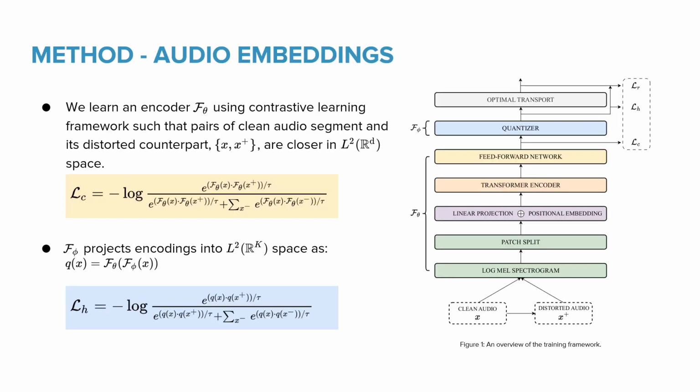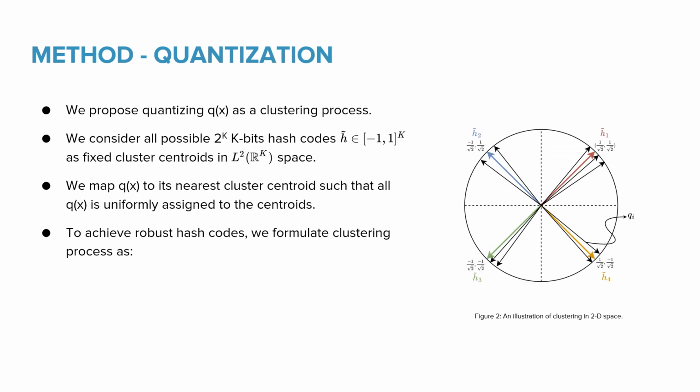Our system consists of multiple stacked submodules, as shown in the figure on the right. We use contrastive losses to train transformer encodings as well as their projections in a lower dimension space. Now, we propose quantizing these low-dimensional embeddings as a clustering process.